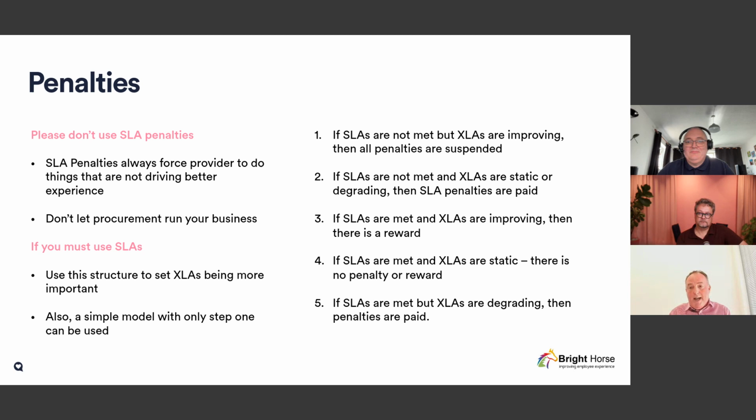I think doing it right now will drive the wrong behavior. SLA penalties have driven the wrong behavior for years. XLA penalties will probably do the same thing. So I'm recommending don't do it. If procurement is saying you must have something, try and do it in a way that's driving experience behavior. That's all I was trying to say.